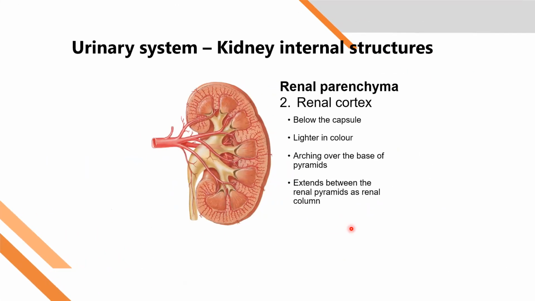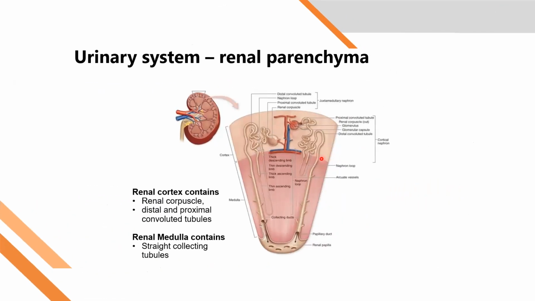All right. Now go to the renal cortex. The renal cortex is immediately below the capsule. It's lighter in color as compared to the renal medulla. It arches over the base of the pyramids and extends between the renal pyramids as renal columns. The renal cortex contains the renal corpuscles, and the proximal and distal convoluted tubules, while the renal medulla contains straight collecting tubules.